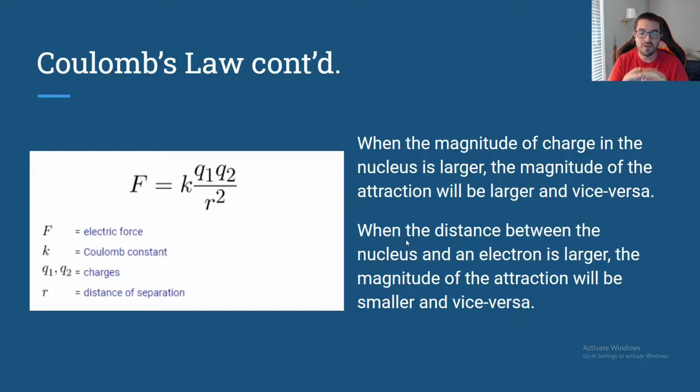However, when the distance between the nucleus and the electrons is larger, then the opposite happens. When r gets bigger, the force actually goes down. So if you're comparing two different electrons, let's say this is my nucleus, the electrons that are further away are going to feel less of an attractive force to the nucleus than the ones that are closer.